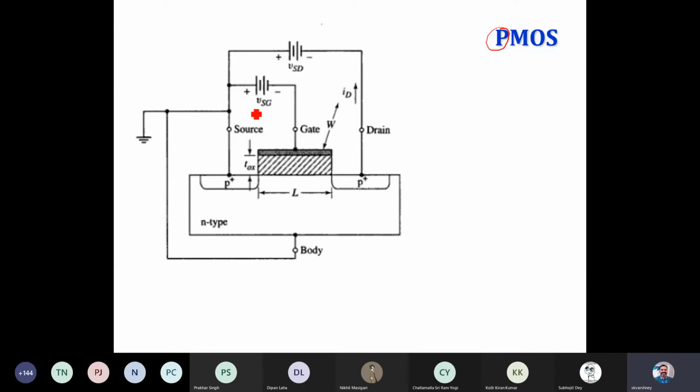You can see that it is written as VSG, where in case of NMOS we have written VGS, right? And same thing, instead of DS we are writing here SD. So the current flow in this case, in case of the NMOS, the previous one, the current was entering from drain and leaving at source, but in this case it is entering from source and leaving the drain terminal, right?